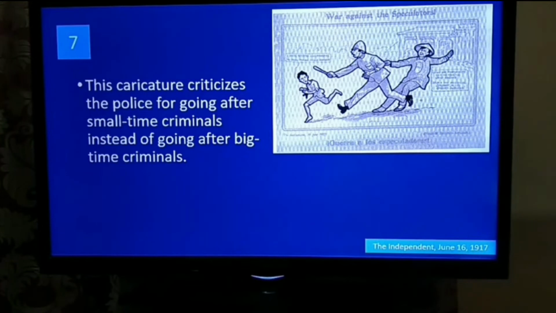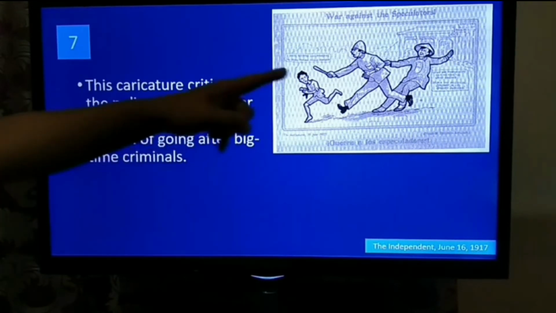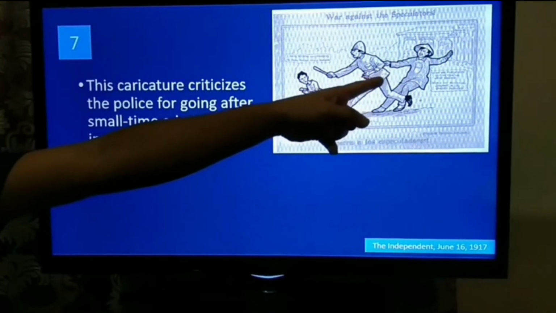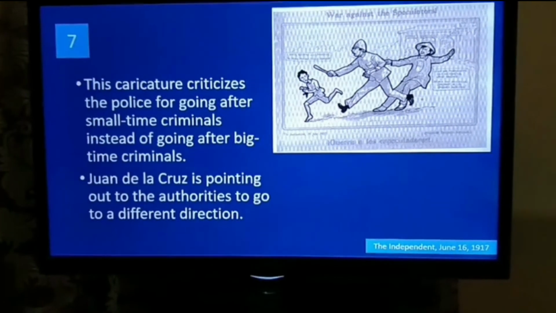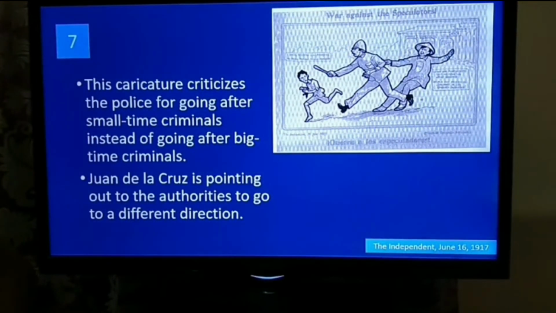The boy represents small-time criminals. Okay? They steal little things like chickens for food because they're hungry. And the policemen try to go after them instead of going after big-time criminals. Because Juan de la Cruz is pointing to the policeman to go to that big building. Looks like a government building to me. And he's saying that there are more thieves there. There are people there that you need to arrest or to check.